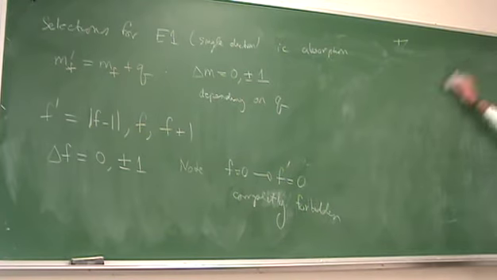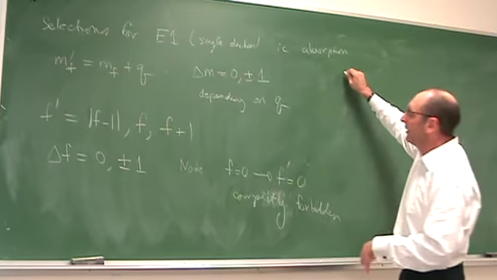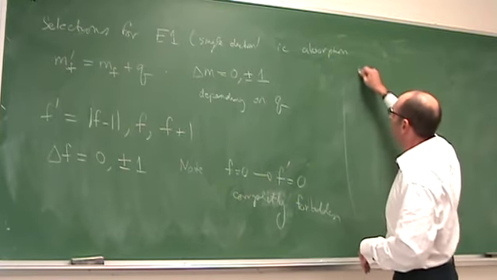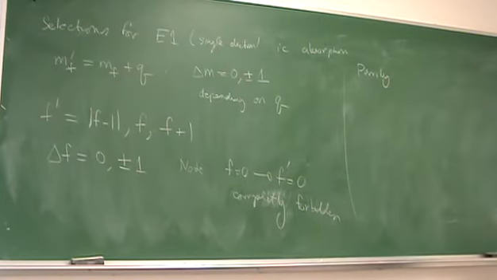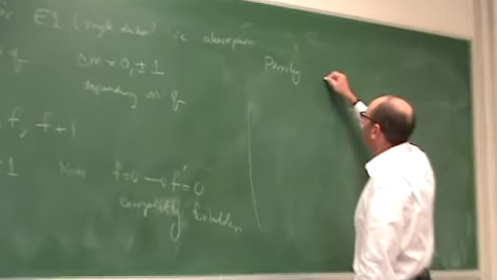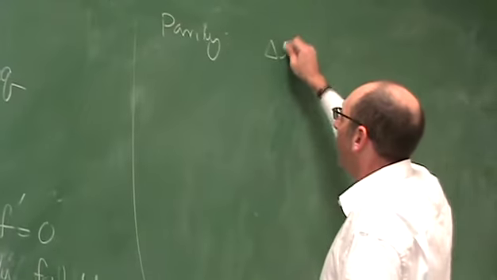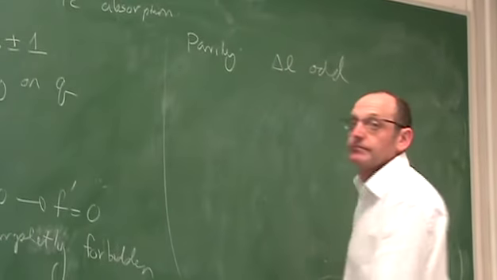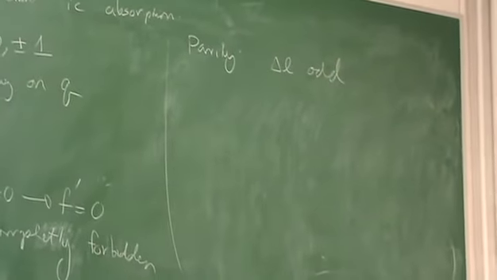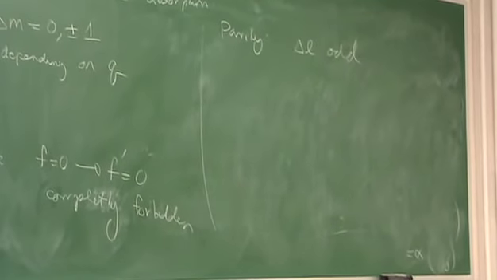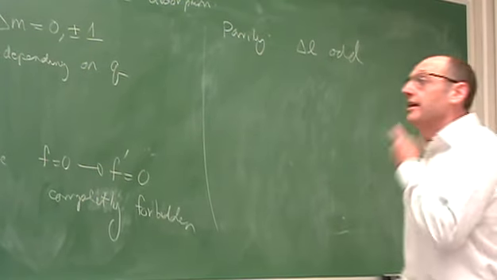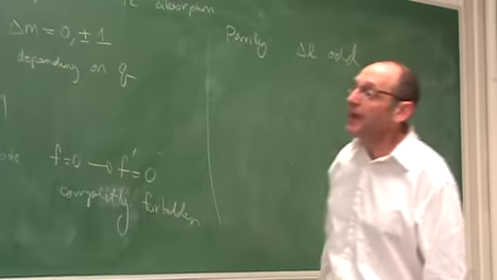What else can we say? Well, beyond the Wigner-Eckart theorem, we have parity. Parity tells us that delta L must be odd. However, there's more than that, because, what did I say here? So note, I didn't make this point here.